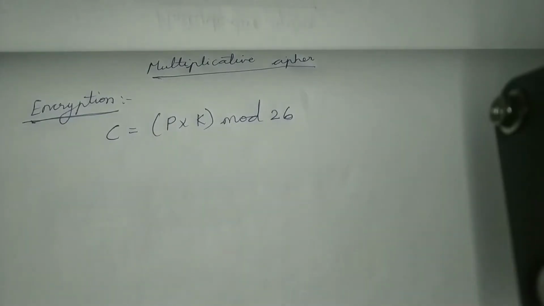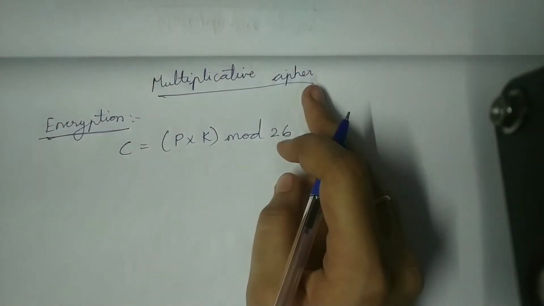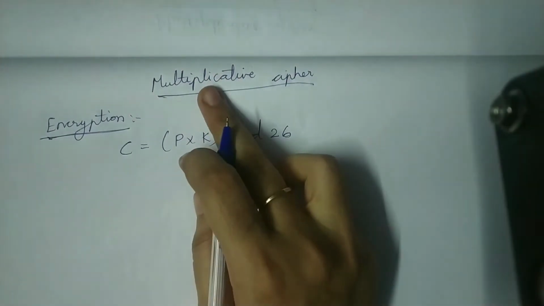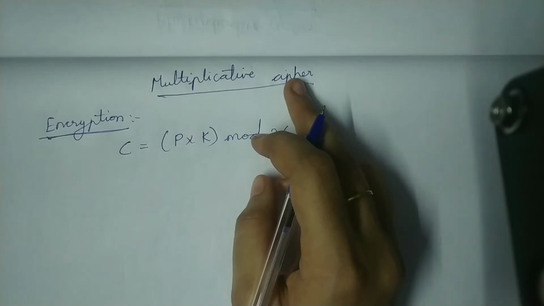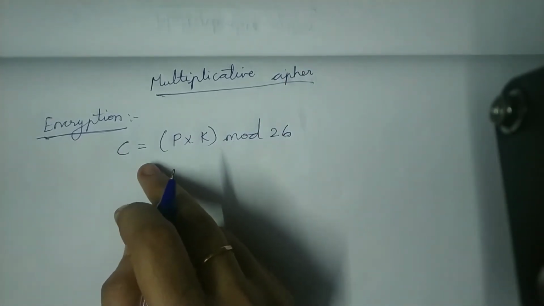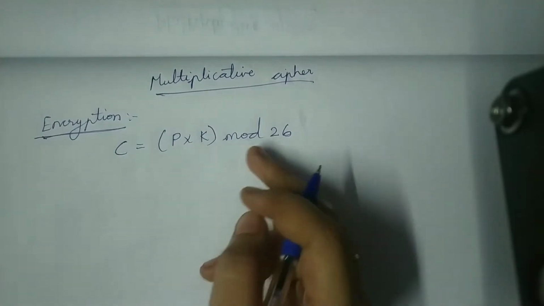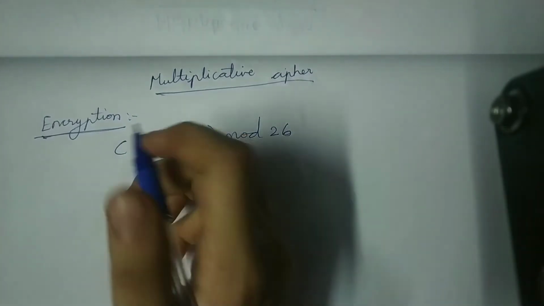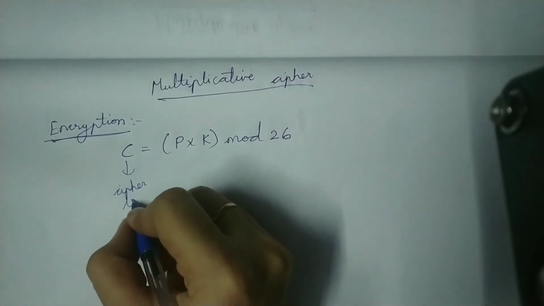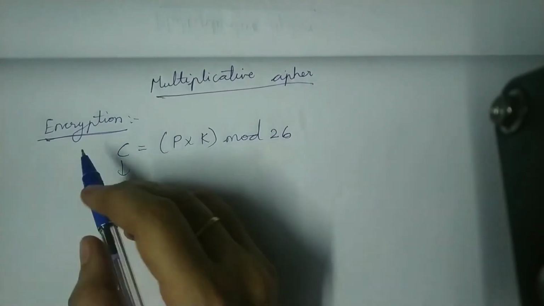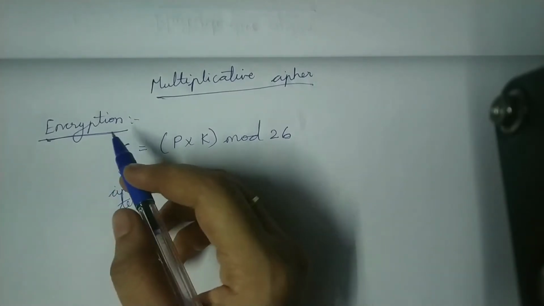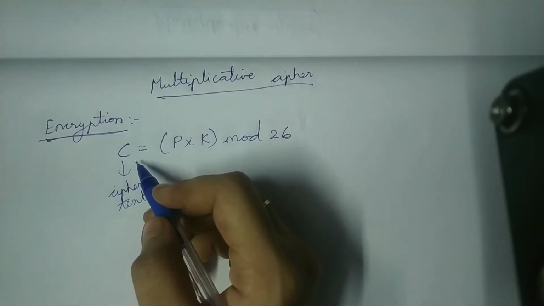The topic is multiplicative cipher. So let us see the encryption formula for the multiplicative cipher. The encryption formula is C is equal to P into K mod 26. C stands for the cipher text. So in the encryption, we are converting the plain text, which is in the understandable form, into the cipher text, which is non-understandable.